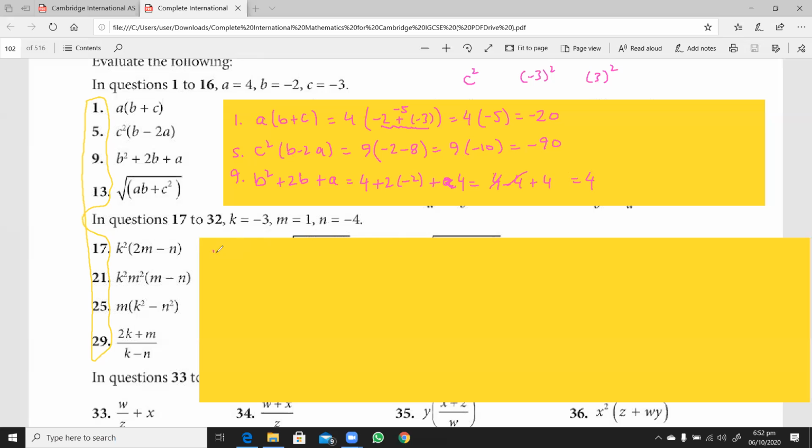Let me try this, the 13th question. In the 13th question, we have square root of this AB. If A is 4, B is minus 2, then what should be AB? Now we should be skipping some steps here. If A is 4, B is minus 2, so this AB should be written as minus 8. Okay? And C square, that is 9. So this is plus 9. There is a plus and then there is C square. So your answer is under root 1, that is going to be 1.